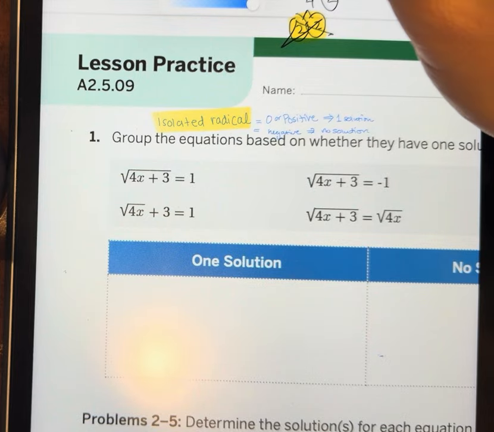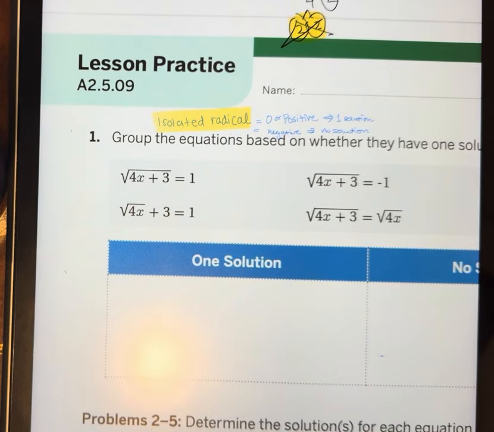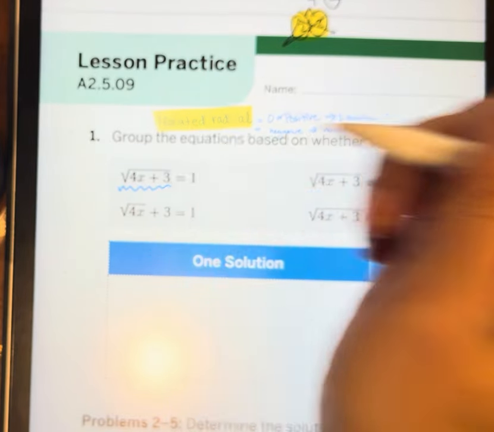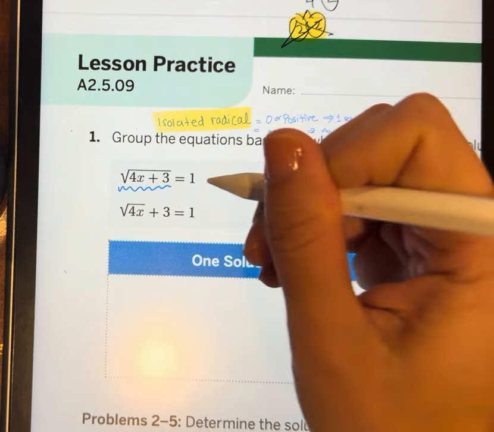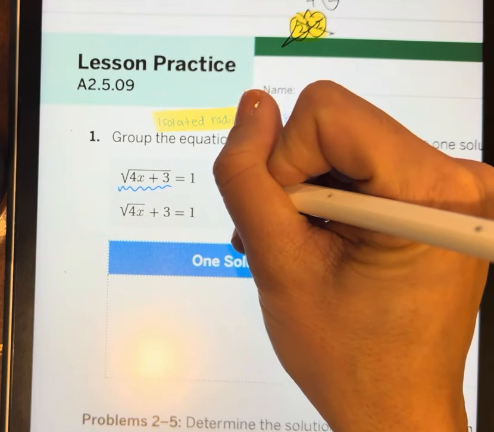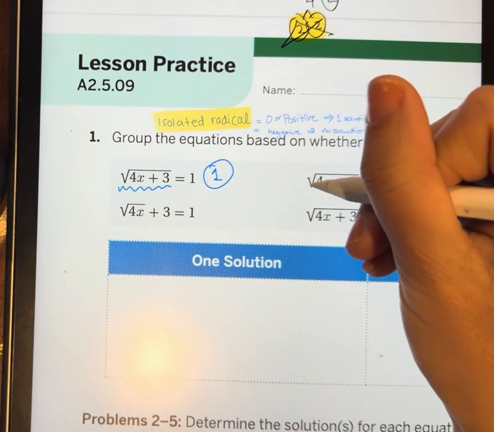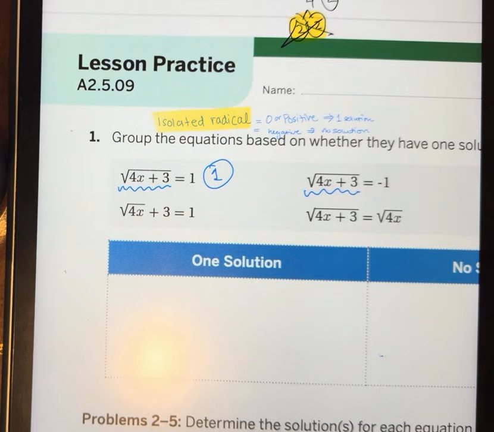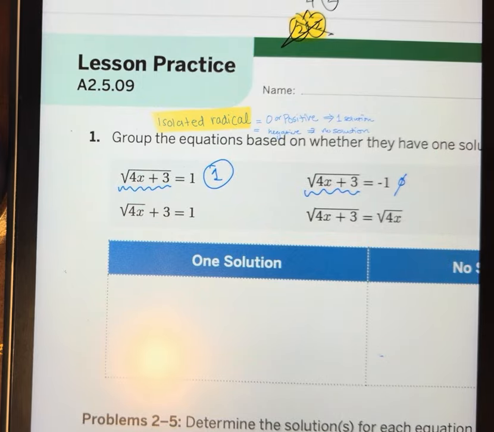Look, the first one, this guy. This one is an isolated radical, meaning the whole left side of the equation is under a radical. Nothing outside the radical there. And that equals a positive number. This is a one solution situation, okay? Let's look at this guy right here. The whole left side is in the radical. This is an isolated radical, okay? And that one equals a negative number. That means there are no solutions here, okay?